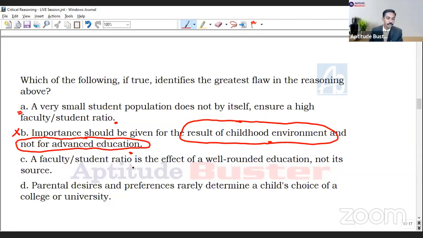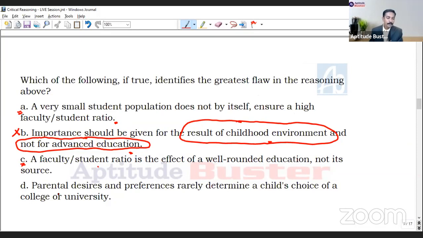Look at option C. A faculty student ratio is the effect of a well-rounded education, not its source. If you could tie this choice to the claim, perhaps you would desire to keep it for a while. I'll come back again.